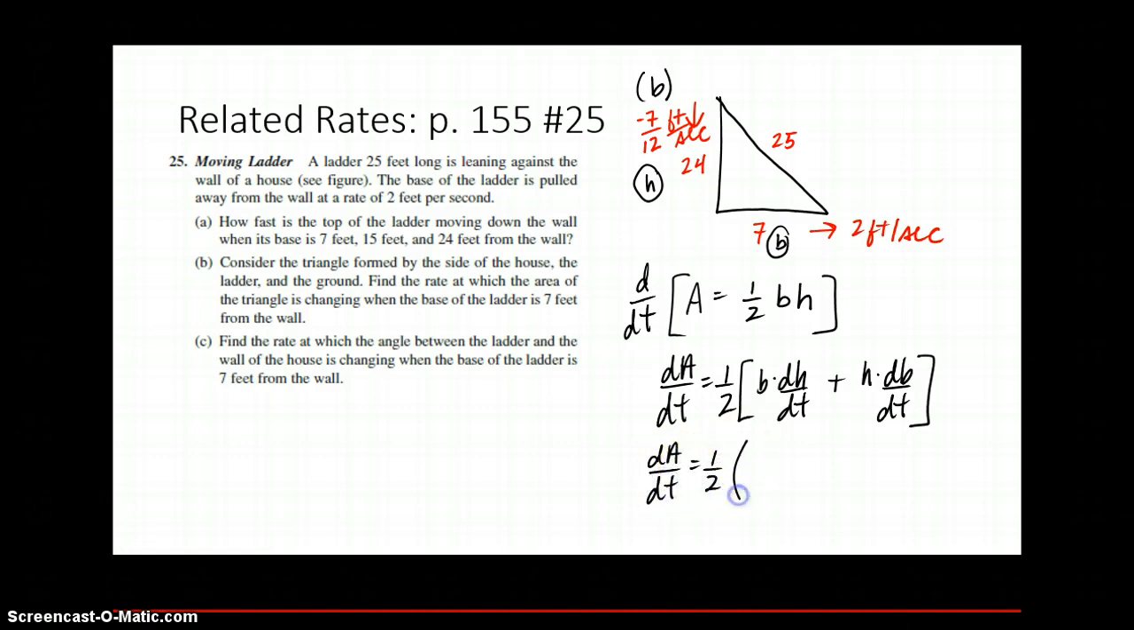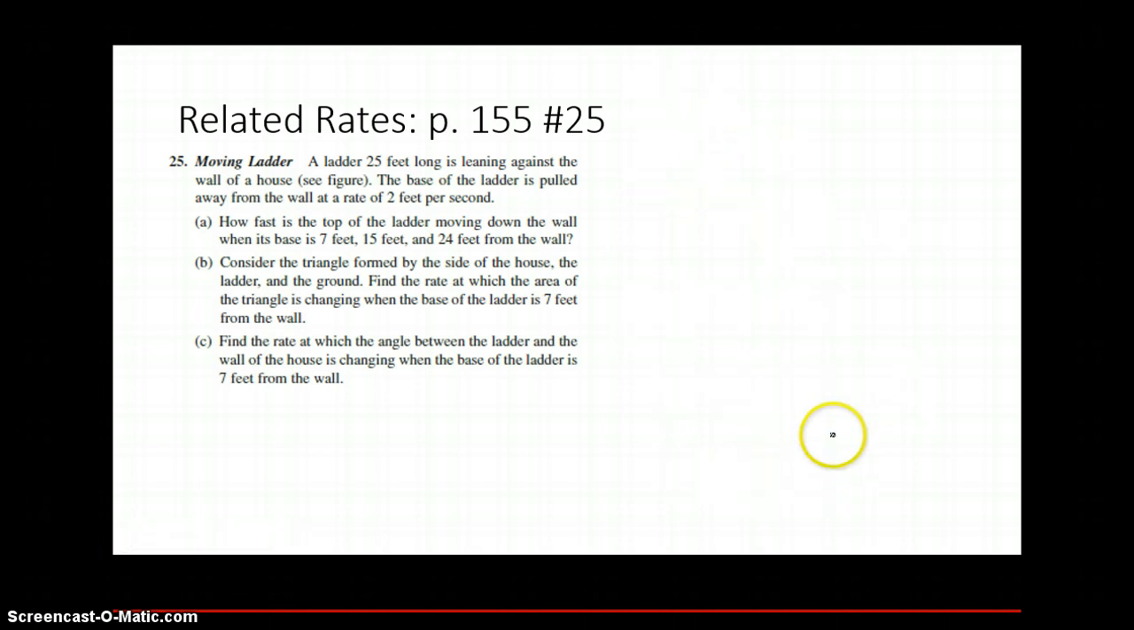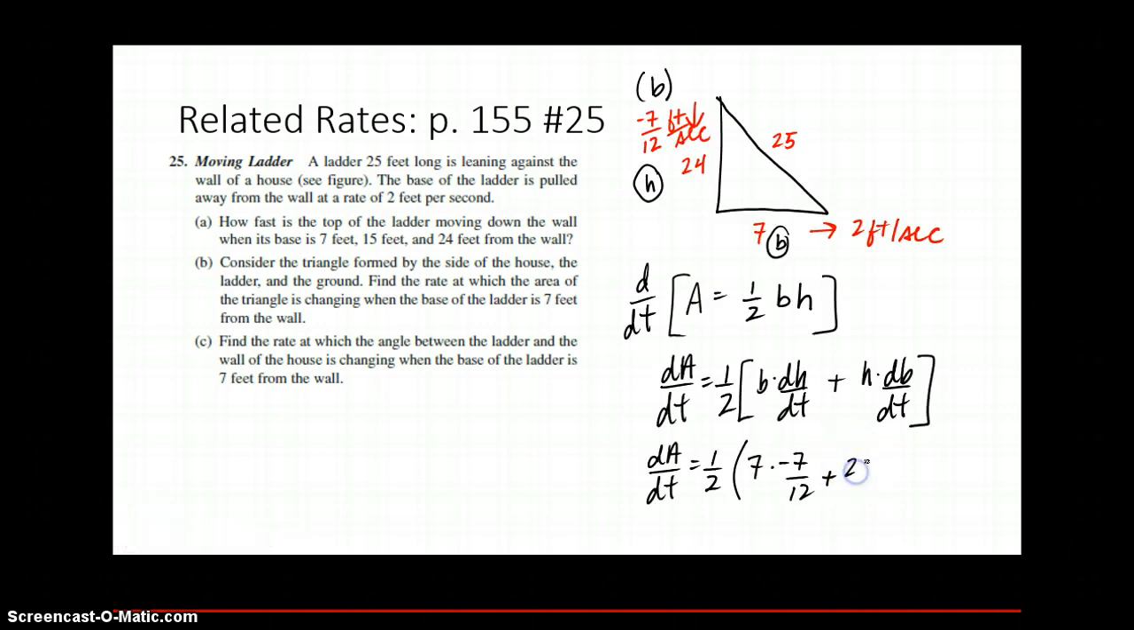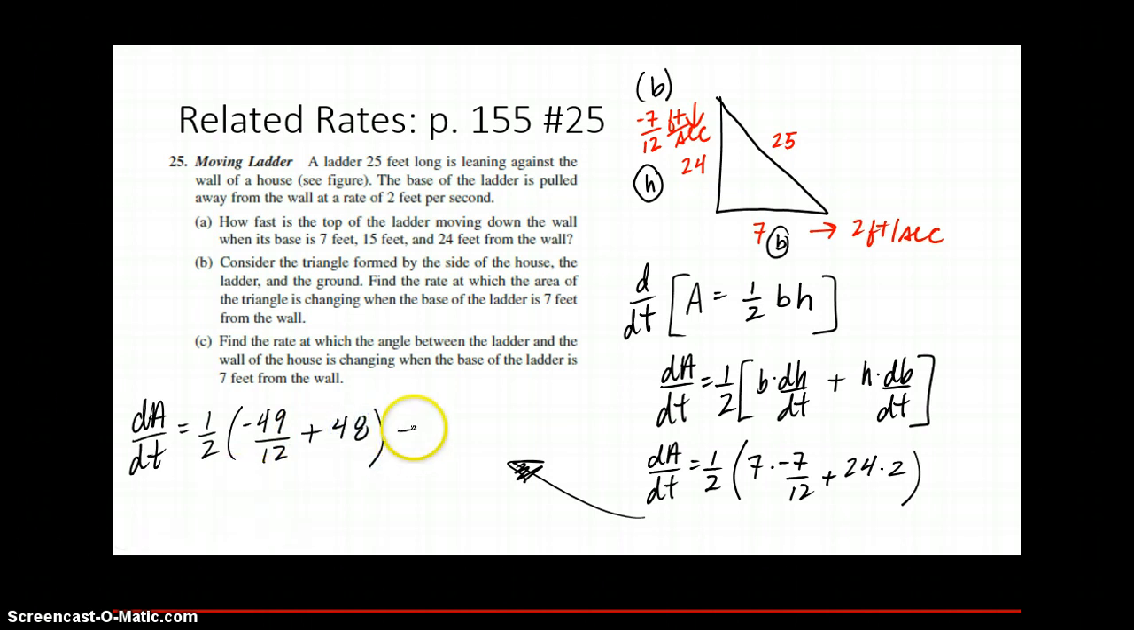Alright, so 1/2. Base is 7. Rate of change of this length was -7/12. The height, we found that to be 24. And we were given that the rate of change of B was 2. Alright, so dA/dt equals 1/2 times -49/12 plus 48. And you can evaluate that. So the test is non-calculator. So just evaluate that, get an answer.